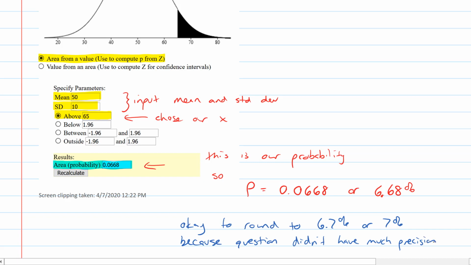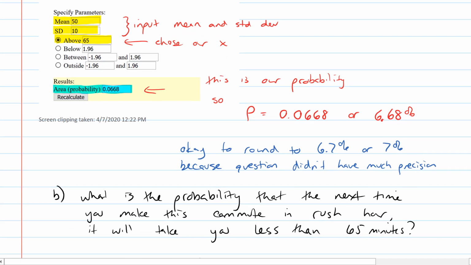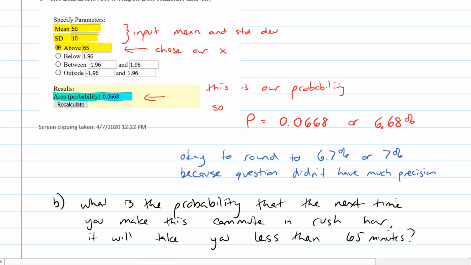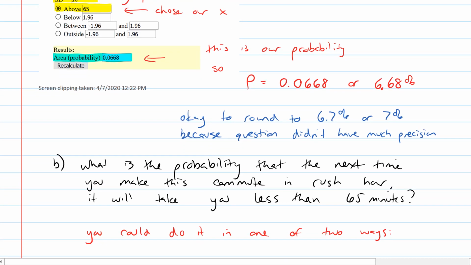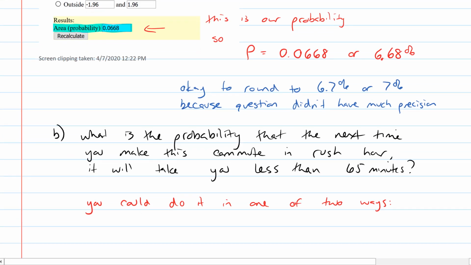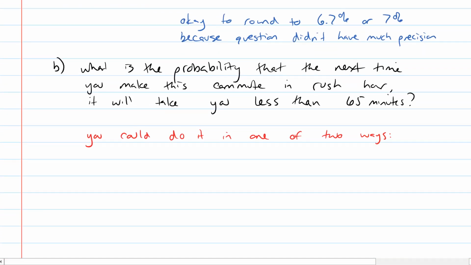Okay, so let's do the second part. Part B, what is the probability that the next time you make this commute in rush hour, it will take you less than 65 minutes? So you could be really lazy, which is the way I'm going to do it initially. You could do it in one of two ways. You could say that the probability of x being less than 65 is equal to 1 minus the probability of x being greater than 65.